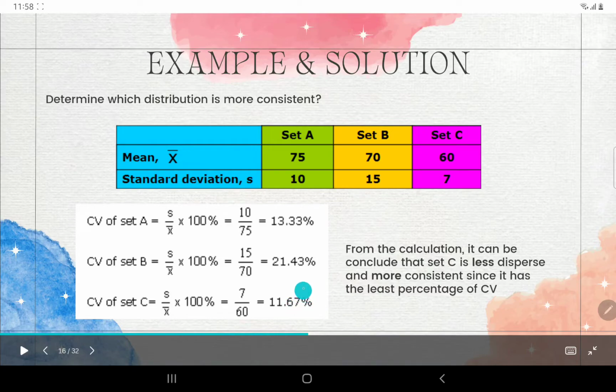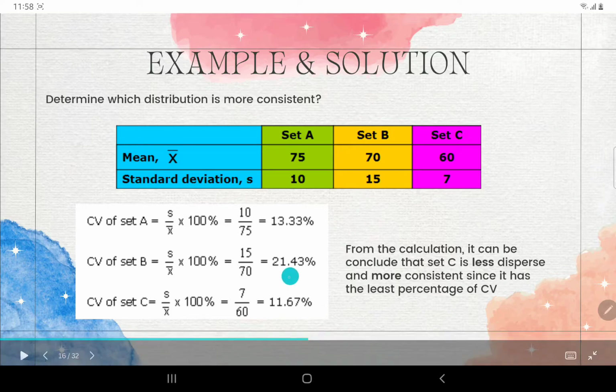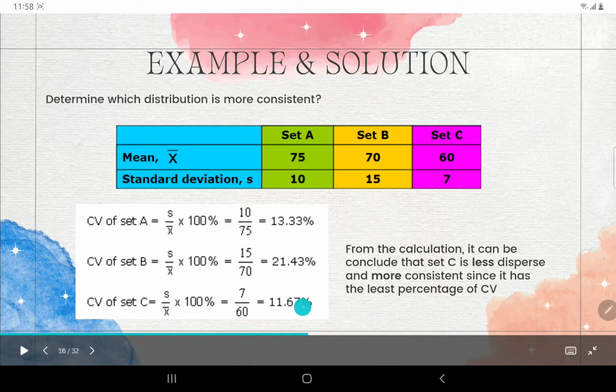11.67%. So from the calculation here, it can be concluded that set C is less dispersed and more consistent, since it has the least percentage of CV. The percentage is smaller compared to CV of data set A and B. So we can say that set C is more consistent.